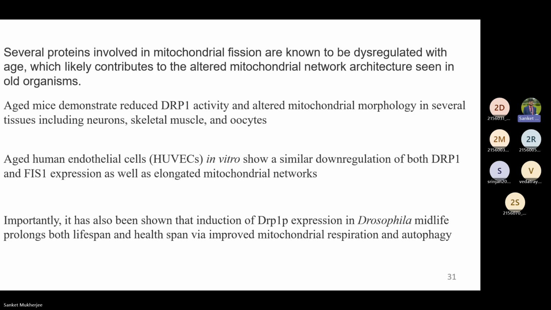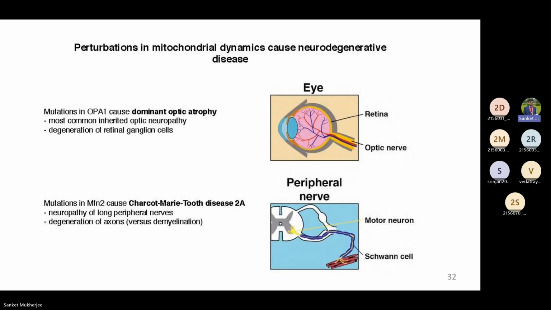These proteins are again important for fission. So they have elongated mitochondria. So that is what is observed. If you enhance the expression of DRP1 in Drosophila, then it has been observed that the lifespan of Drosophila increases. So that's some observation.